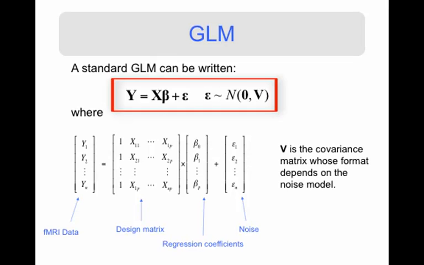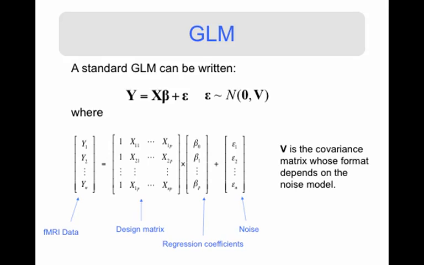We have y is equal to X beta plus epsilon, where epsilon is normally distributed with mean 0 and covariance matrix V. Here y represents the fMRI data from a single voxel strung out over time. So here we're assuming that we have little n time points, and so y1 is the voxel measurement at time 1, y2 at time 2, etc., all the way up to yn. X is the design matrix, and this contains all our information about the design of the experiment and about which signals we believe are present in the fMRI data.